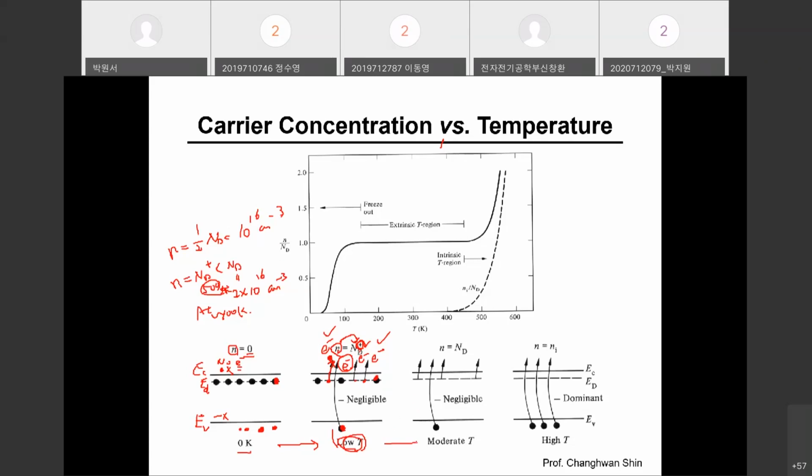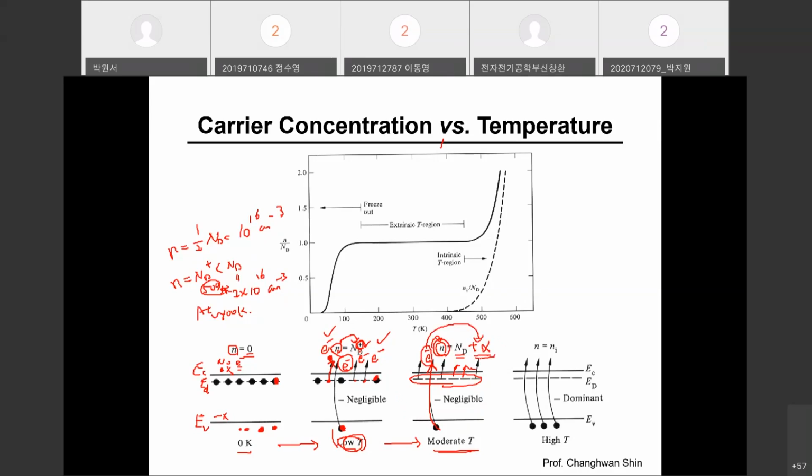And as temperature keeps increasing, at moderate temperature, all the donors are fully ionized. So the total number of electrons is fully governed by the donor concentration. Here, again, electrons from the covalent bonds can still add up in determining the total number of free electrons. But I didn't write down this value, plus alpha.